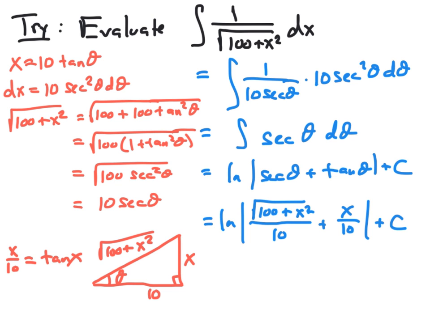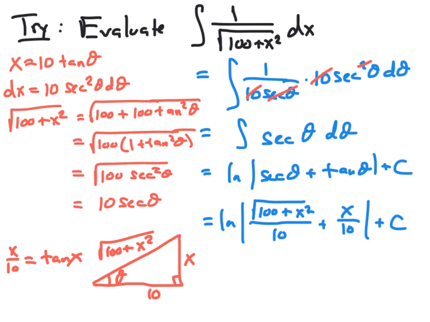Once we have all of these, we can substitute them into our original integral for dx and for the square root of 100 plus x², and we obtain the integral of 1 over 10 secant theta times 10 secant squared theta d theta. The constants of tens will cancel out. The secant theta in the denominator will cancel with one of the secants in the numerator, leaving just a single power of secant in our numerator, so our integral simplifies to the integral of secant theta d theta.